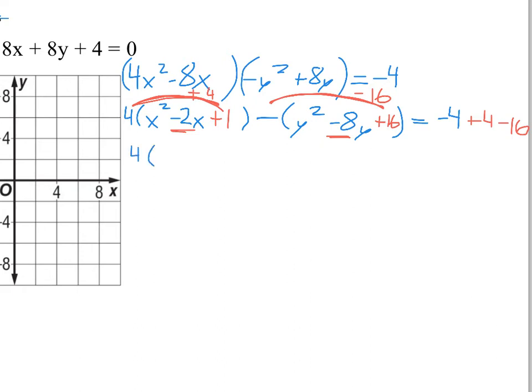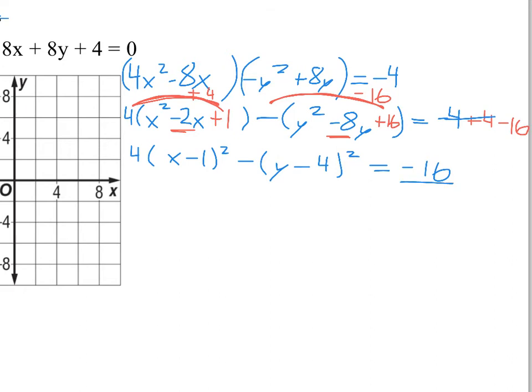So we have 4 parentheses x minus 1 squared minus y minus 4 squared. This equals, right, so those numbers make negative 16. The 4's cancel out.